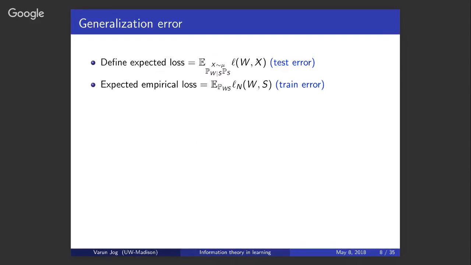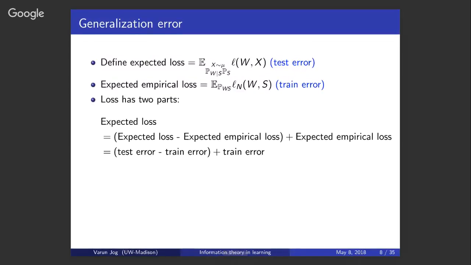What are we trying to do? Well, the way we are picking a W is to minimize the training error. So the training error here is the loss that I had before, and this expectation is taken with respect to S and W. So we're trying to generate a W after looking at S so that this expected loss is minimized. So the first term is the test error and the second term is the train error. And generalization error is defined as follows.